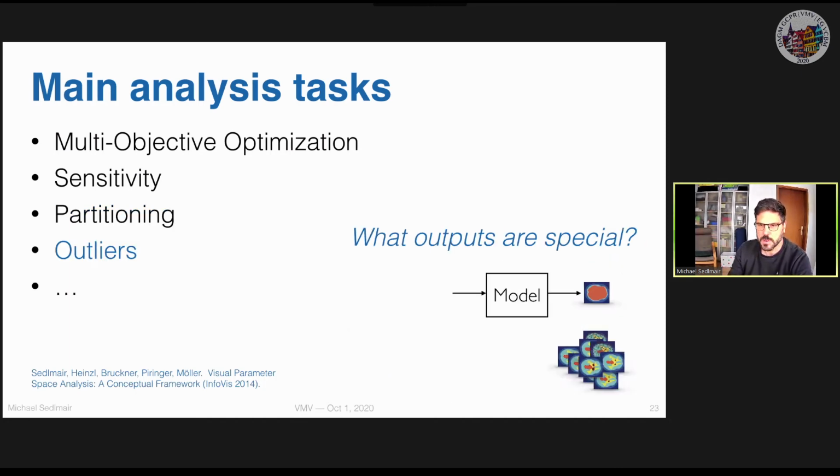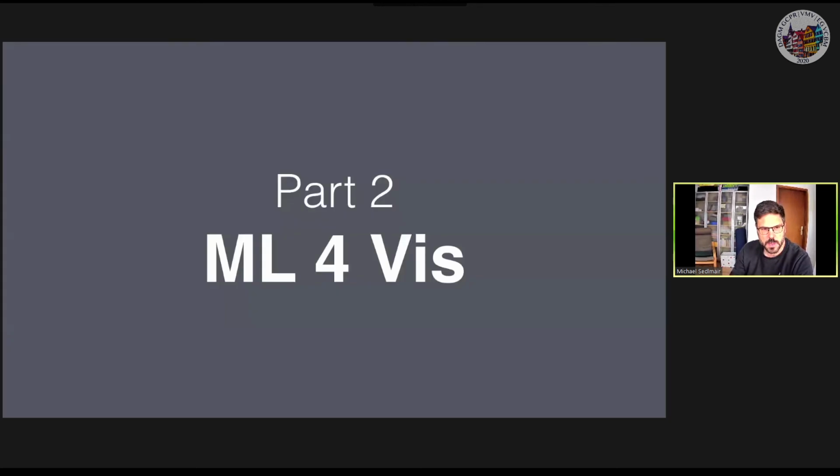Outliers. So what are the one-offs? This can be really insightful in terms of, for instance, improving your model. It might be incorrect, or also understanding anomalies that you might create with that model. So there's many more things, but I want to stop here.